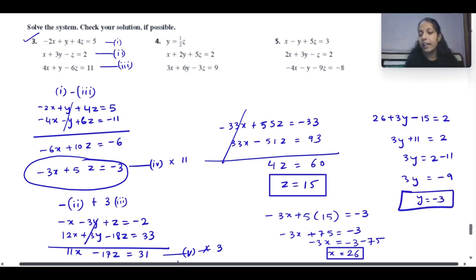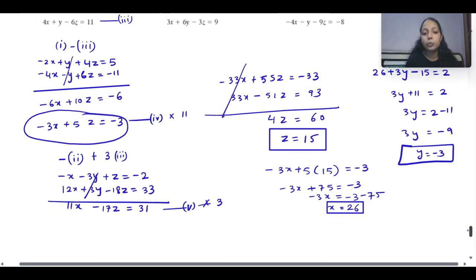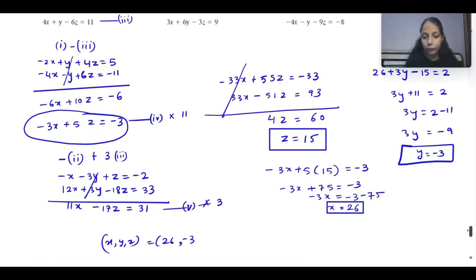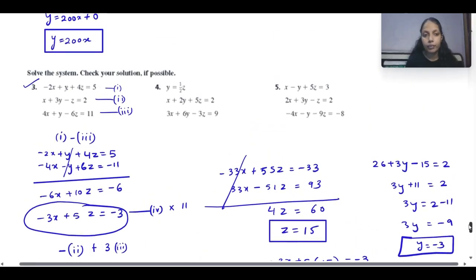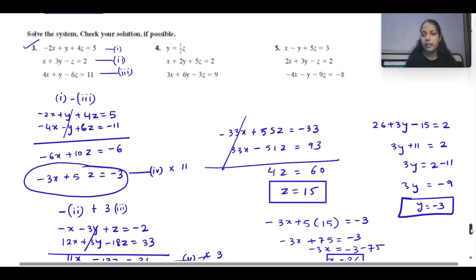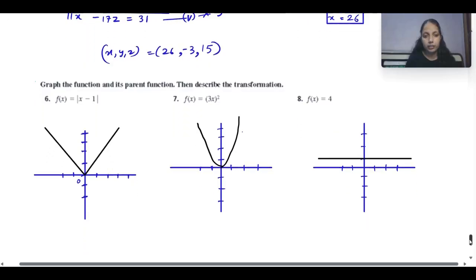Done. So we calculate the value of x, y, z. X is 26, y is negative 3 and z is 15. So that's all. Okay. Let's do the next question.